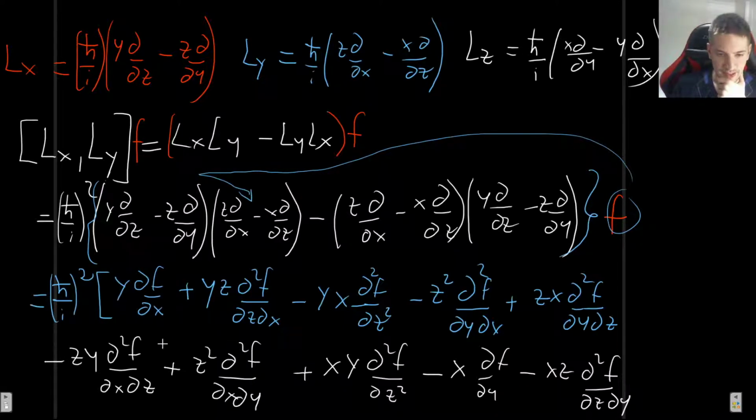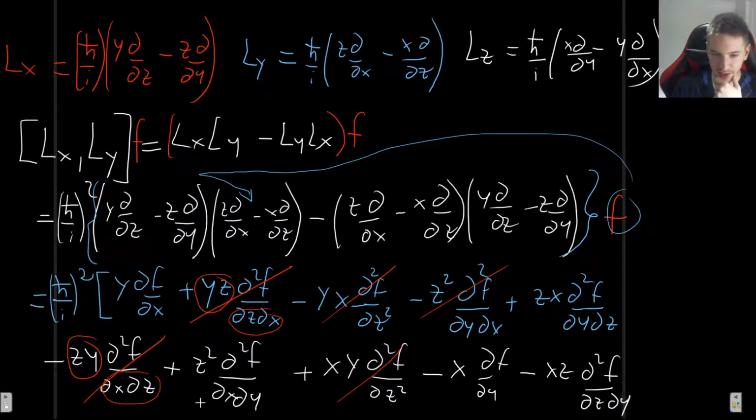And now notice that some of these quantities will cancel out, so we got yz, zy, dz dx, dx dz, but all of these things commute. Two scalars commute, and the cross derivatives also commute. So this right here is the same as this, and for that same reason this is the same as this. And then we have this, which is the same as this. This is the same as this. And let's see, I think that's all.